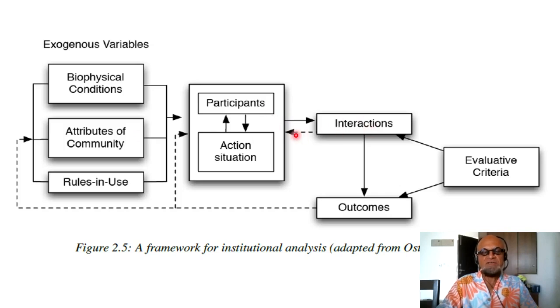And there are feedbacks always, because the action situation is not a stationary monolithic thing, that interactions often lead to new rules and new action situations, or modified action situations, and so on. Interactions determine the outcomes, and both interactions and the outcomes have evaluative criteria to make sure that the system is doing what it's supposed to do in the institutional analysis. So you can think of the institution being on track to do what it's designed to do, and that also feeds back to the exogenous variables in many ways.